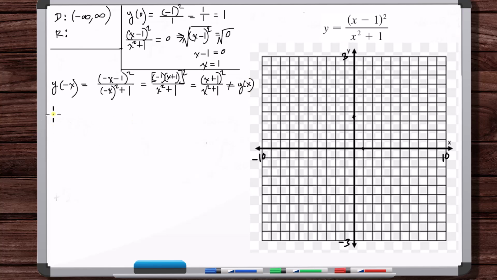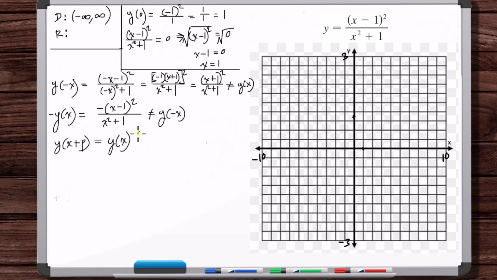Okay, what about an odd function? So minus y of x is equal to what? Minus x minus 1 squared over x squared plus 1, and that's not equal to y of minus x. So it's not even or odd. What about periodicity? Is there some number p such that y of x plus p is equal to y of x? No. For a rational expression like this, no.